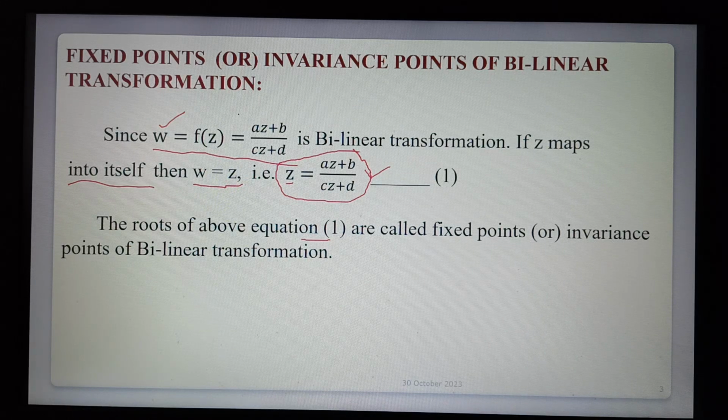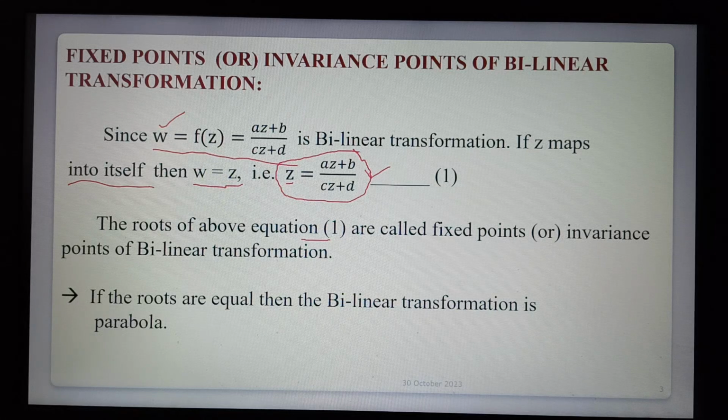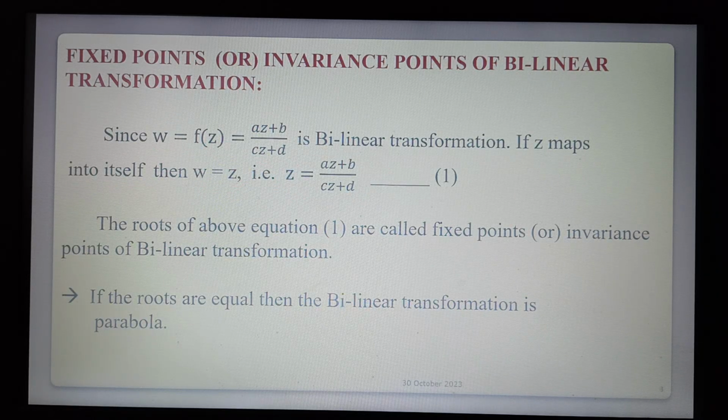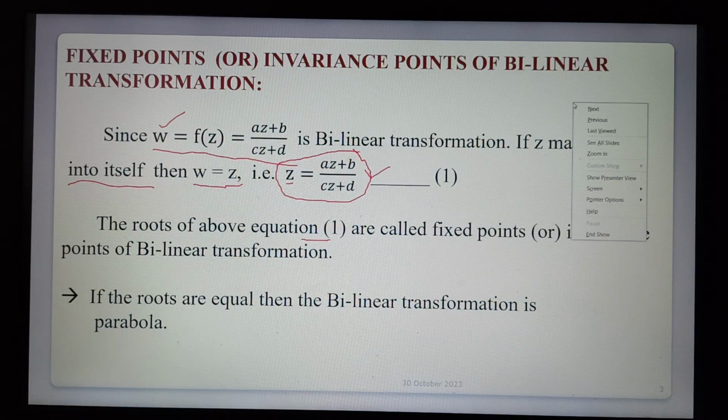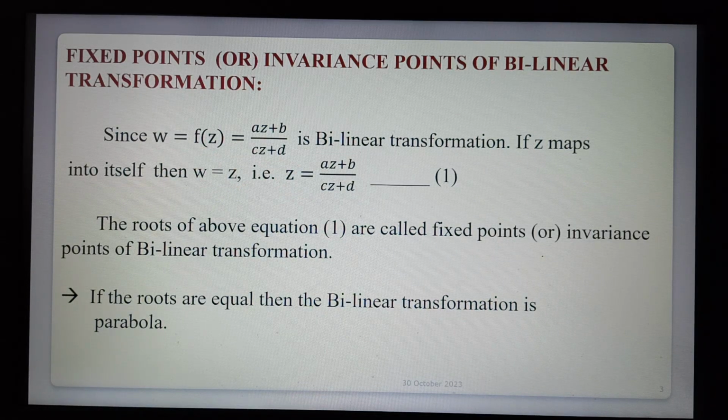Now finding the roots of that equation, the roots are called fixed points or invariant points of the bilinear transformation. Okay, so if the roots are equal, that is, after finding the roots if the fixed points are equal, then the bilinear transformation represents a parabola. So this is the definition of the bilinear transformation.